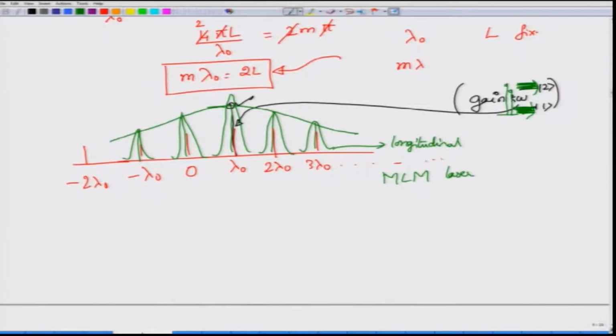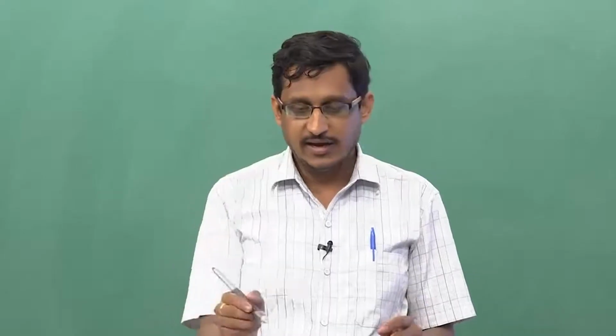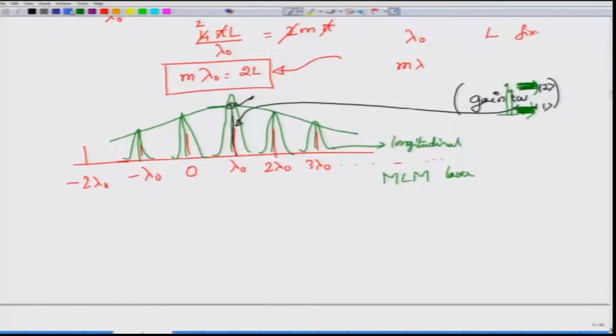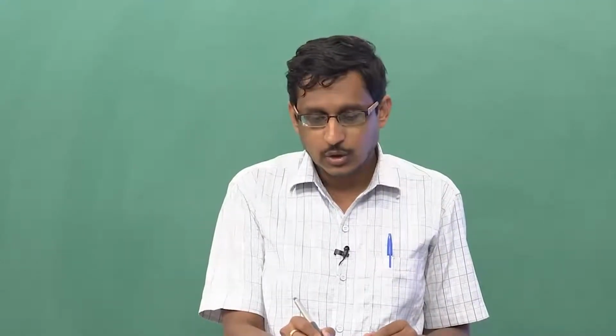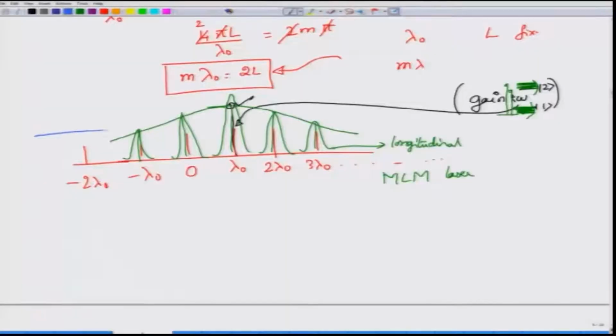An MLM laser is a multiple longitudinal mode laser which supports all these modes, and the condition that G has to be greater than alpha int plus whatever the losses means that the total gain loss curve must exceed a certain threshold. In this particular example which I have shown, there exist at least 3 modes, because this fundamental mode is exceeding the threshold, and there is one more mode which is exceeding the threshold. What is the spacing between these modes?